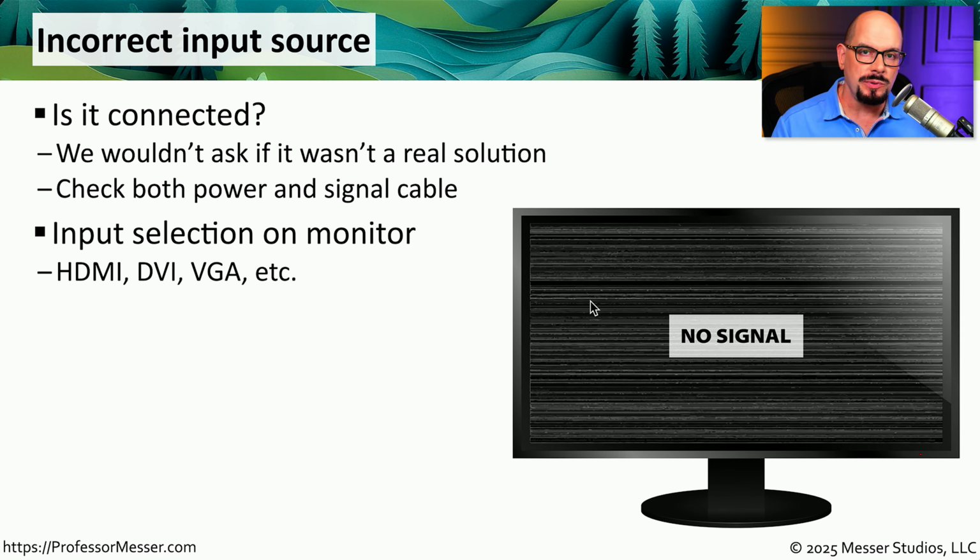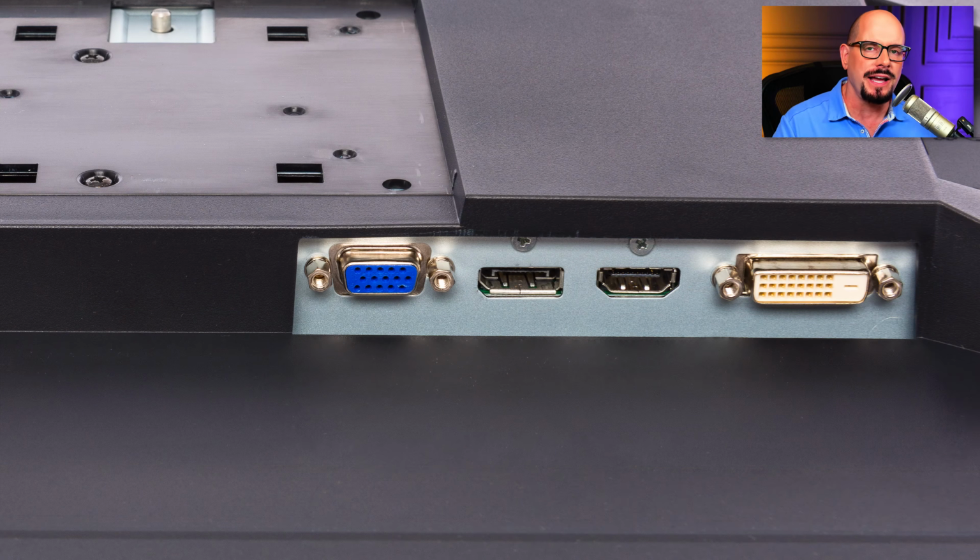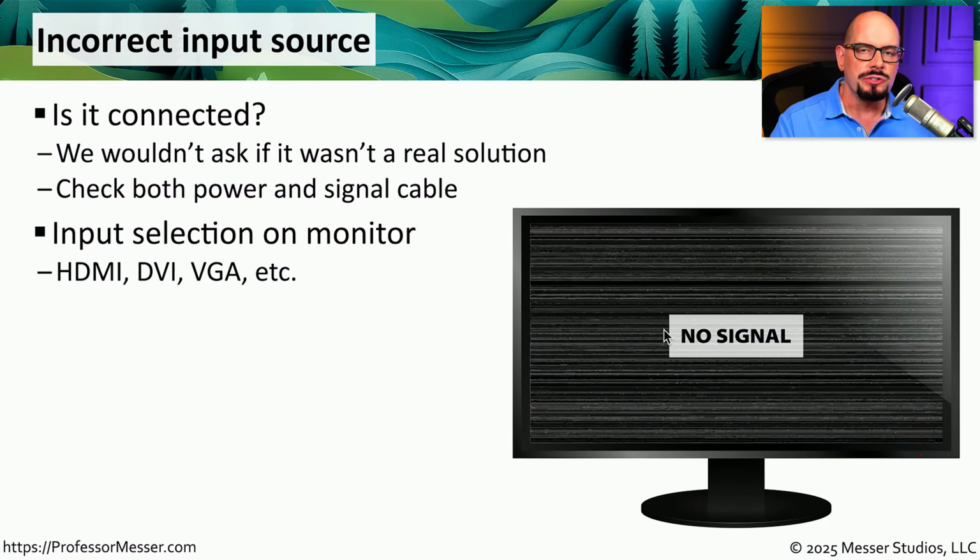If all of those cables are properly connected, we can move on to the next step, which is to check the input selection on the monitor configuration. There may be multiple input types for this particular monitor. It may support HDMI and DisplayPort, VGA, DVI, and many multiples of those connections. Many monitors will automatically determine where the signal is coming in, and they will switch themselves automatically to that input. But not every monitor performs that function.